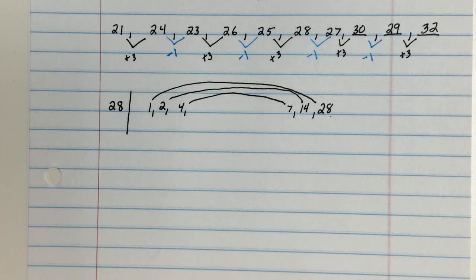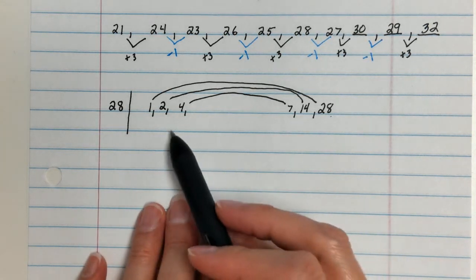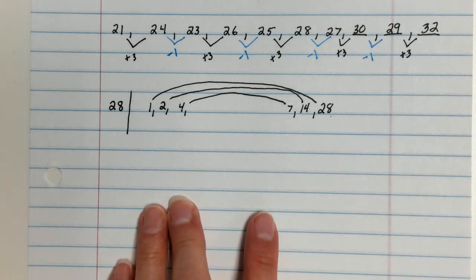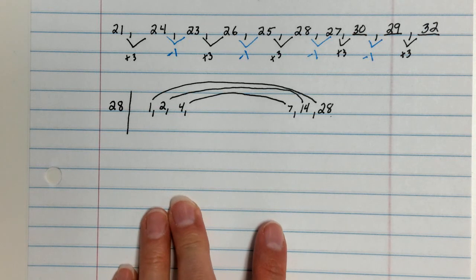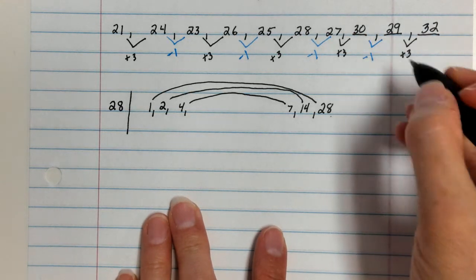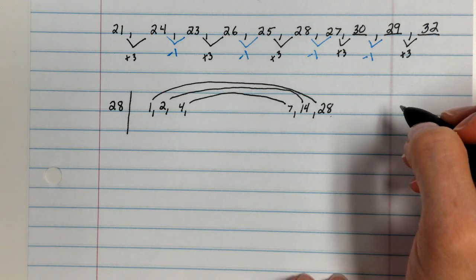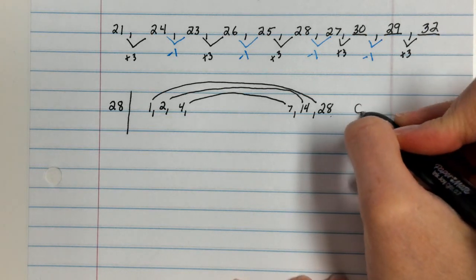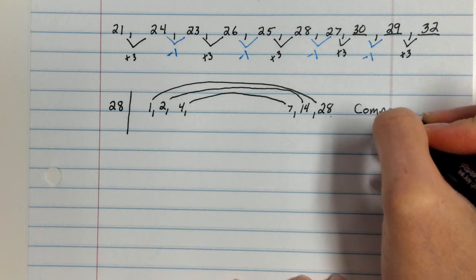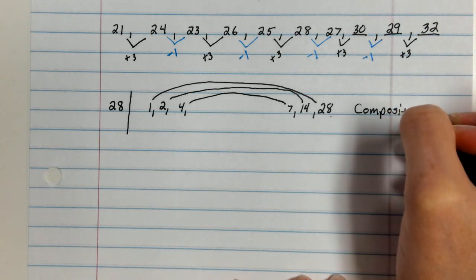All right, what about 5? No. What about 6? No. Okay. So I have found all of the factors of 28. How many factors does 28 have? 6. Has 6 factors. Is 28 a prime number or a composite number? Excellent. All right. So that's a review.